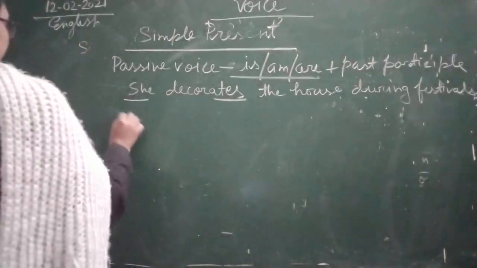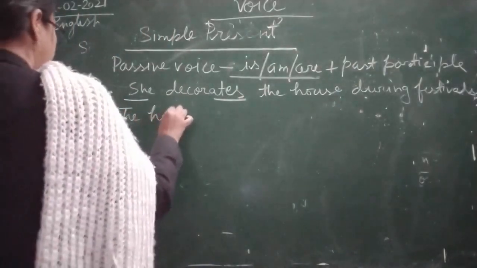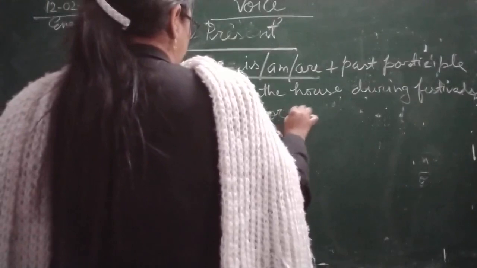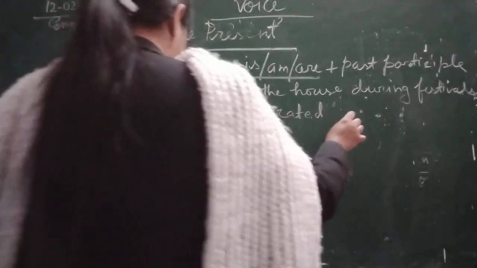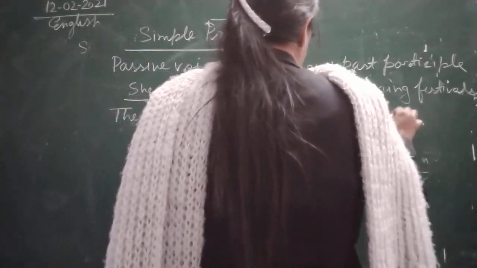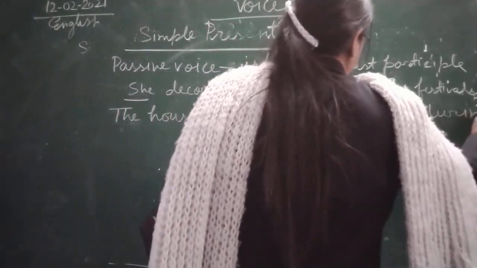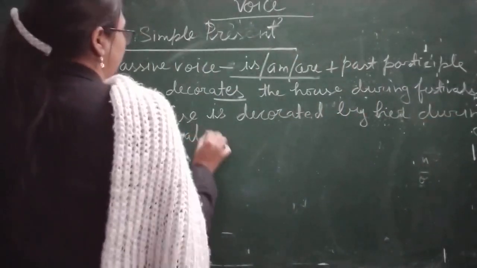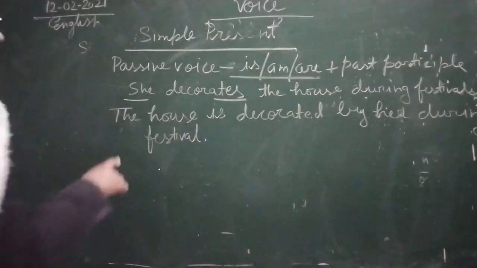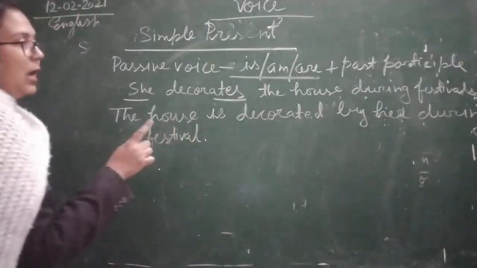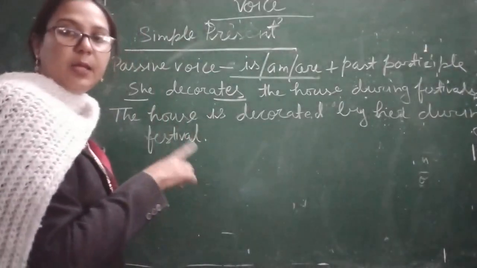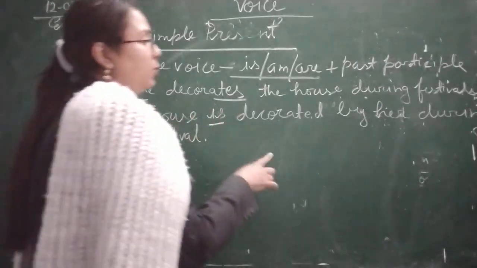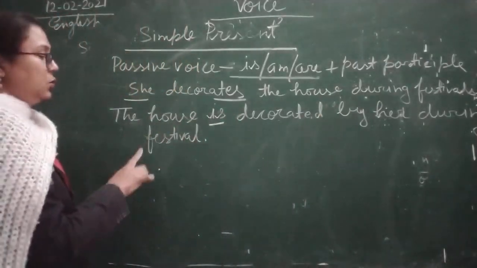We will write over here, the house is decorated by her during festival. Why are we using this? The house. Why this house? Because house here is a singular form. That is why we are using the house is decorated by her during festival.